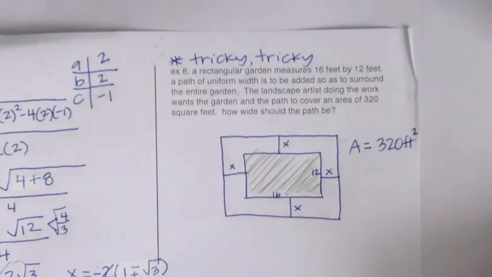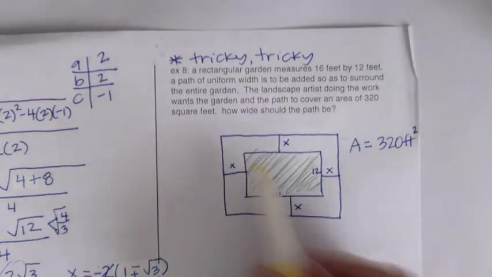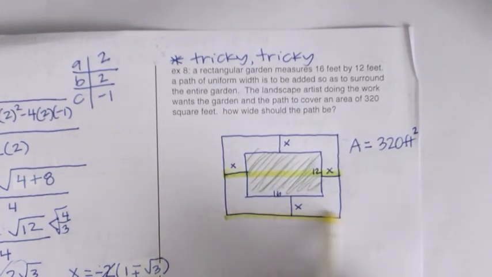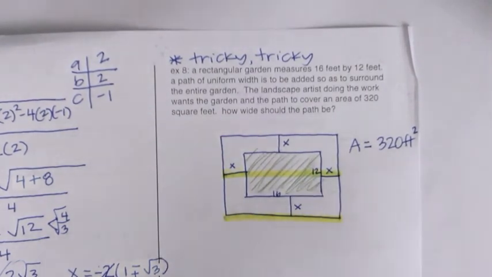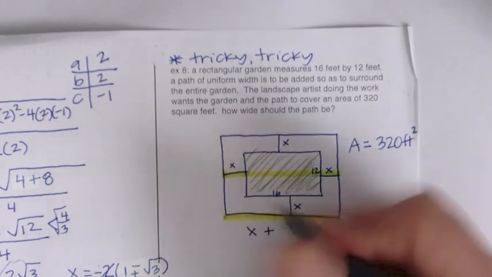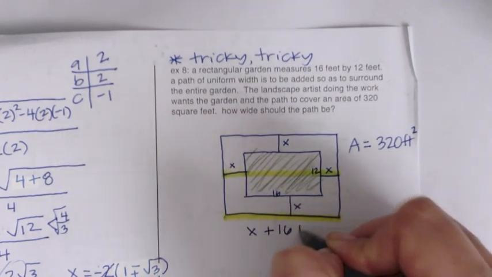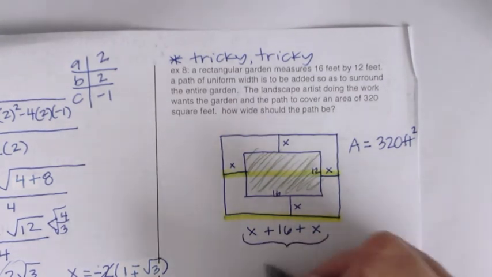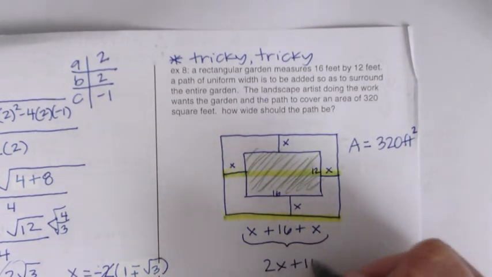So what's really cool is using just our math skills, we can figure out what this dimension is, because really that dimension is the same as that dimension right there, and that'll give you one of the sides. So that particular dimension is x plus the 16 plus the other side of the x. So that dimension all boils down to 2x plus 16.